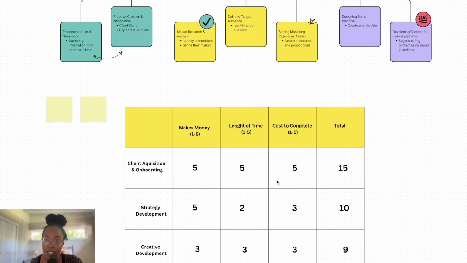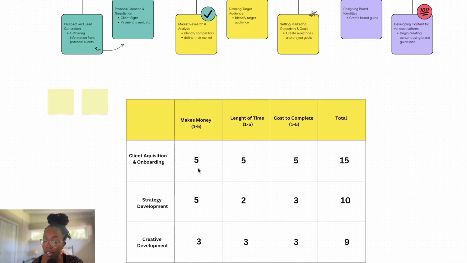This is going to help us understand which part of the business needs the most attention as soon as possible. So this will help us rank our strategy in terms of AI implementation based on what needs the most attention. And so here, based on my example, it looks as though client acquisition and onboarding has a total of 15.